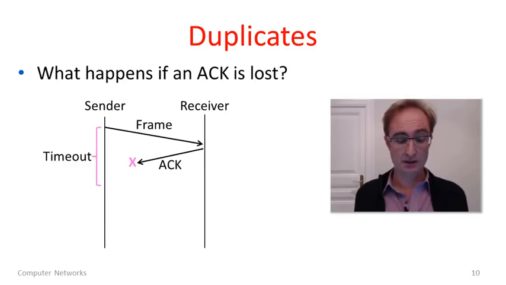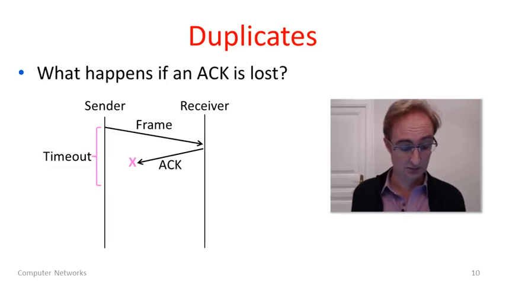Okay, duplicates is a more thorny issue. Let's see what happens if an ACK is lost. Here's our frame being sent. The ACK comes back, the ACK is lost. What's going to happen? The sender will not see anything, and so after the timeout period, the sender will send the frame again. The receiver will see it and send an ACK.